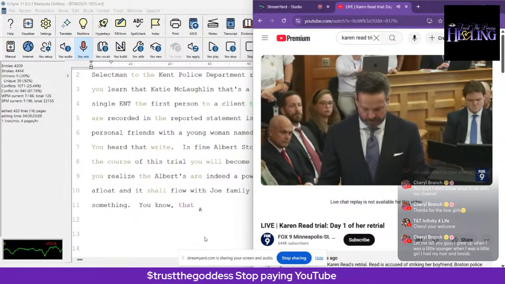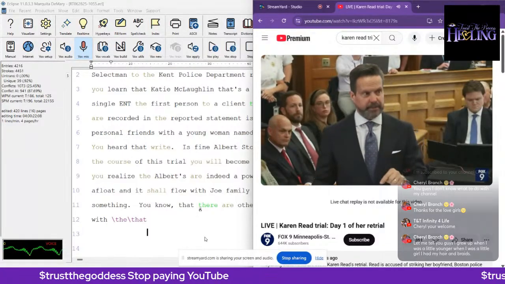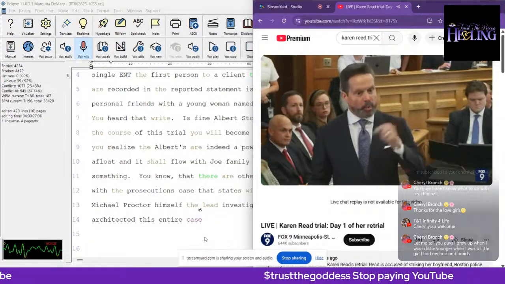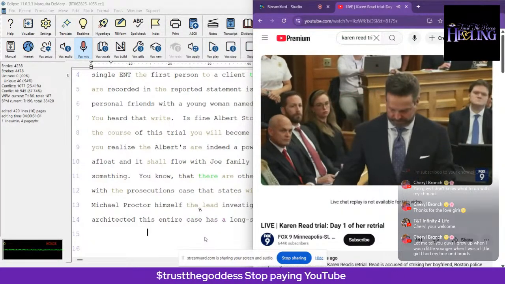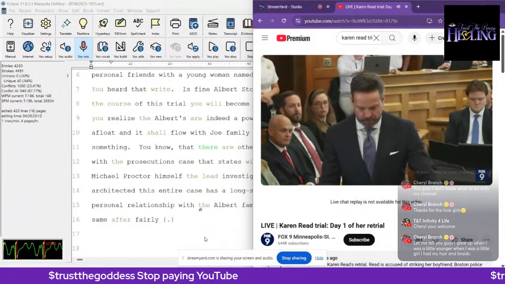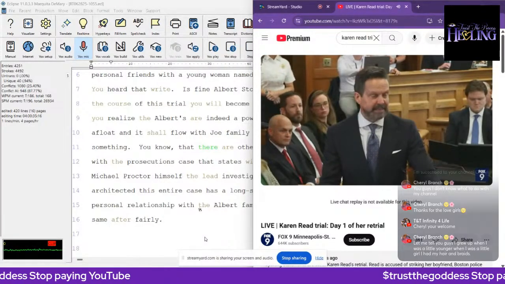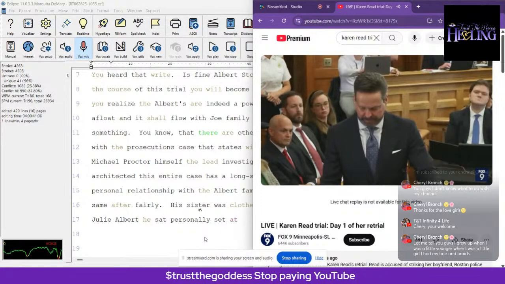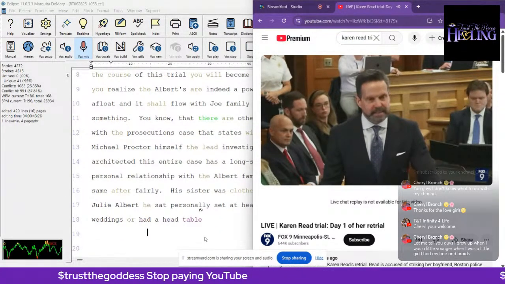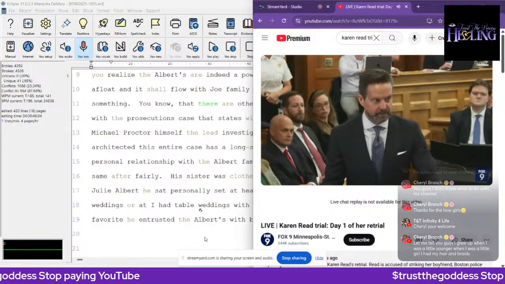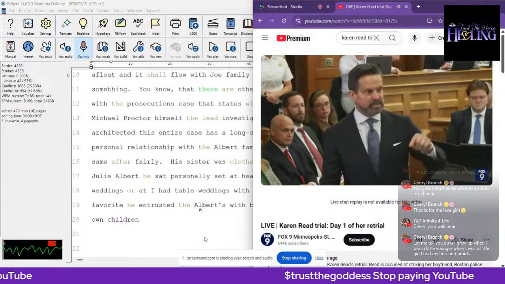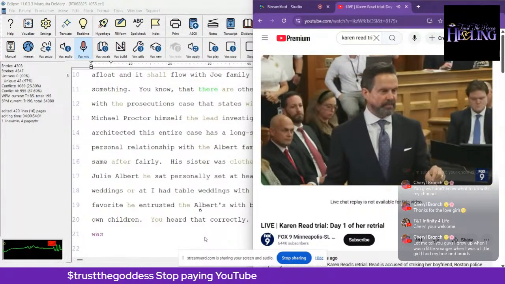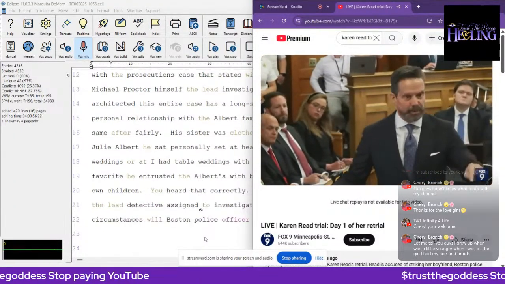The evidence will establish that Michael Proctor himself, the lead investigator and architect of this entire case, has a long-standing and personal relationship with the Albert family. Yes, that same Albert family. His sister was close friends with Julie Albert. He personally sat at a head table at weddings with the Albert family. He entrusted the Alberts with babysitting his own children. You heard that correctly. And yet he was the lead detective assigned to investigate the circumstances of a Boston police officer laying dead on the Alberts' front lawn.